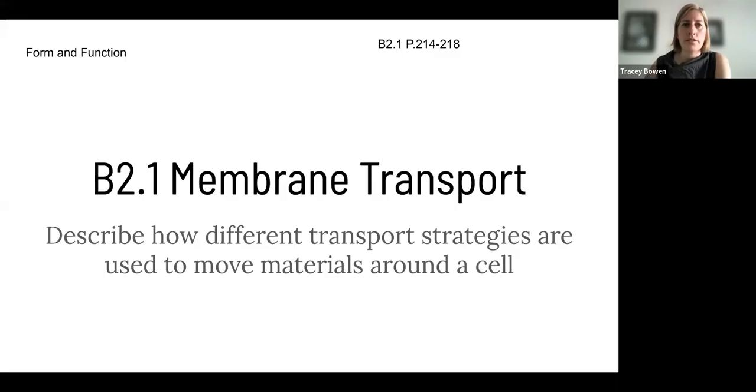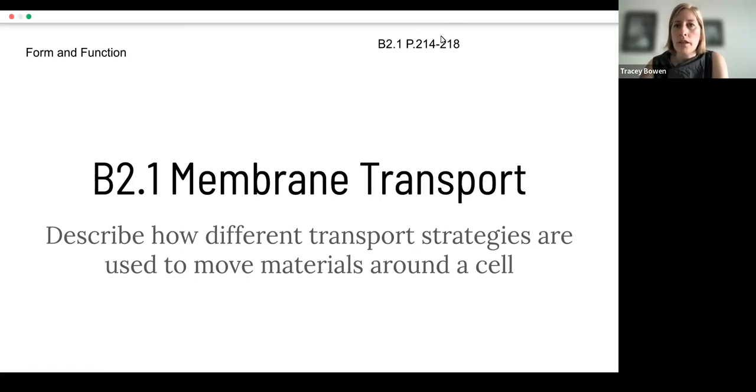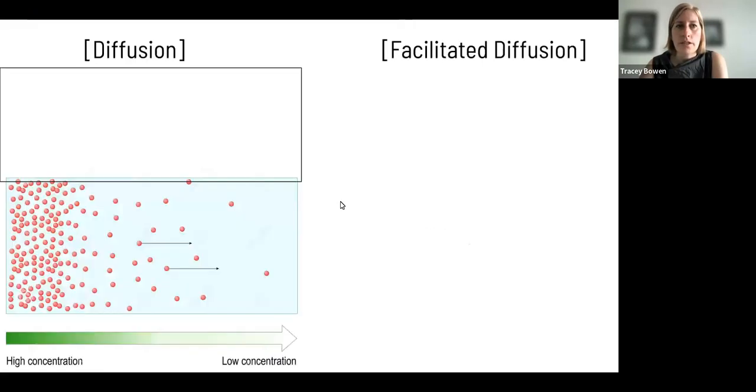All right, so for this one, we're still going to be looking at B2.1, which is membrane transport, but this one's going to be a quick one, describing how different transport strategies are used to move materials around a cell and across a membrane. So we're still focused on this form and function, where we're thinking about how the structure helps the cell do its job. And we'll be thinking about pages 214 to 218 here.